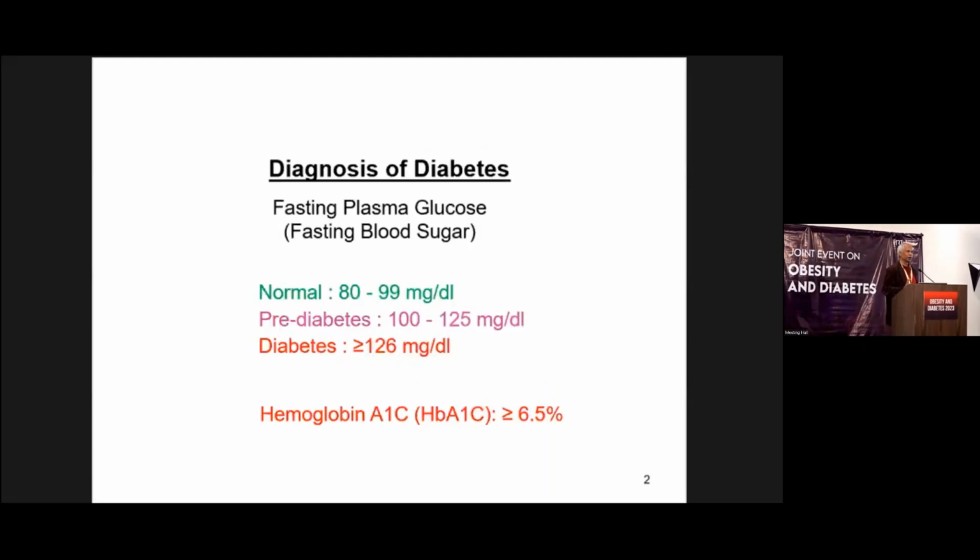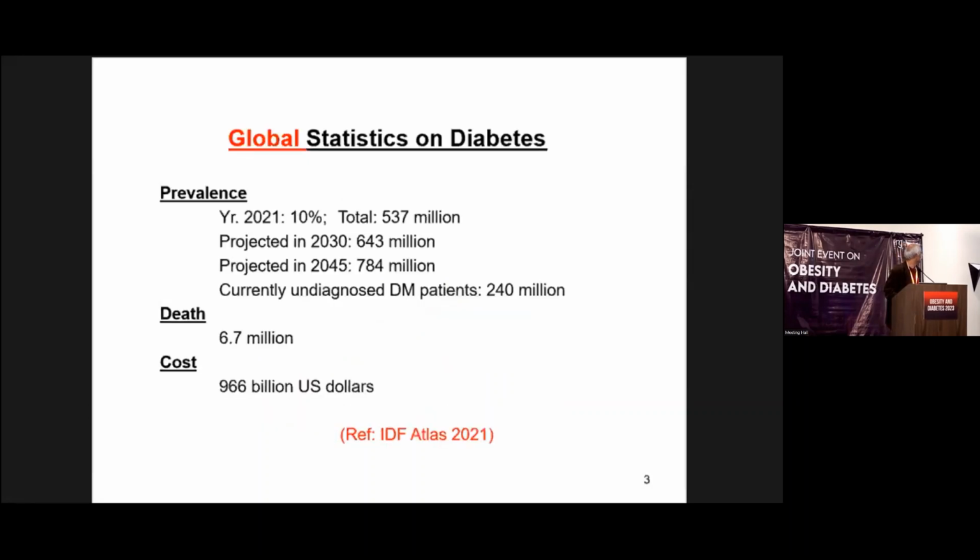We know the diagnosis of diabetes. Everybody knows here, I believe, so I'm not going there. So global statistics: how many people? About 10% of the world population, 537 million people, and 6.7 million deaths, and about $1 trillion cost.